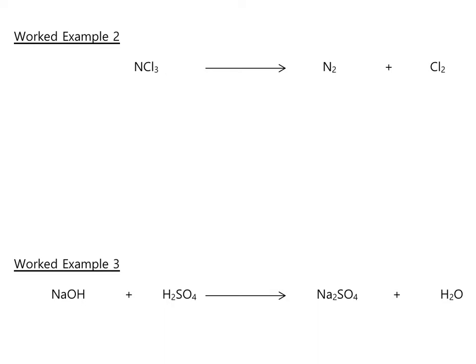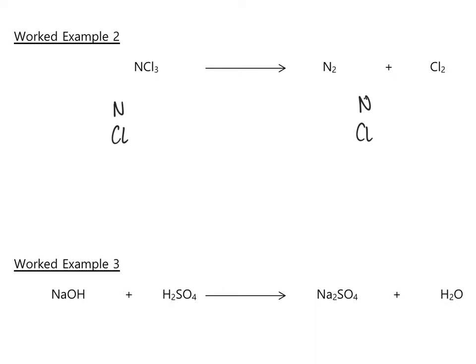So our first step is to make the list of our elements on the left hand side. So we've got nitrogen and we've got chlorine. We'll make the list on the right hand side as well. Again, we have nitrogen and chlorine. Keeping those in the same order will help with seeing which elements are balanced and which are not.